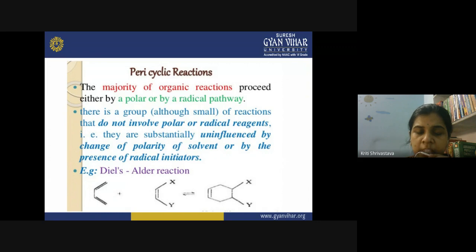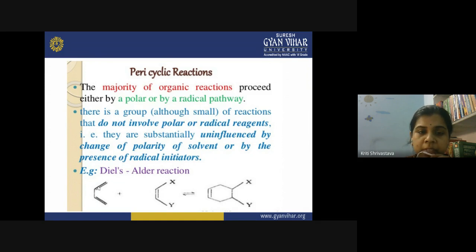They are a special category of organic reactions which are practically not affected by the polar or radical reagent. They are not affected by solvent. And one example is the Diels-Alder reaction. So in this reaction, what happens?